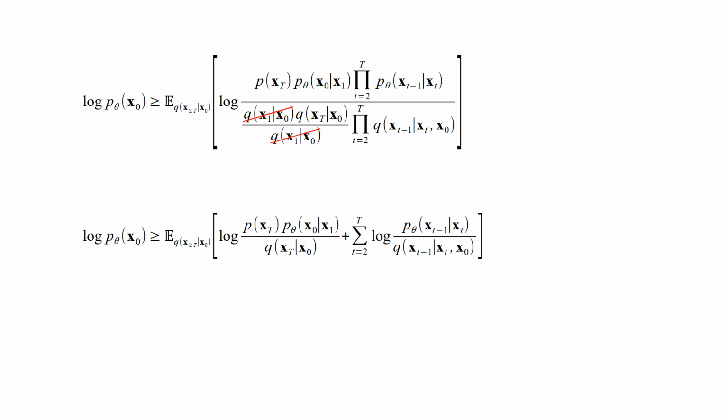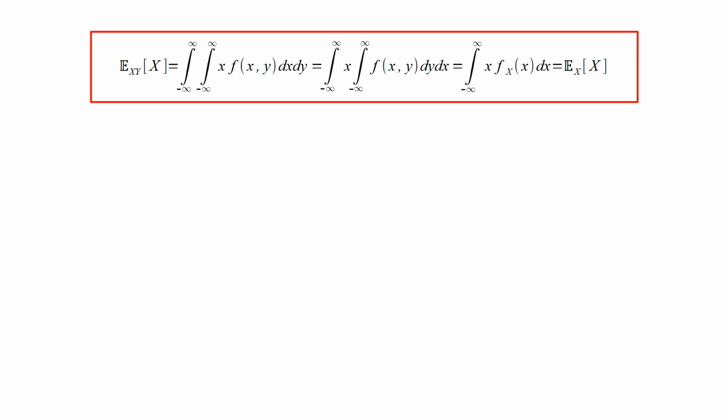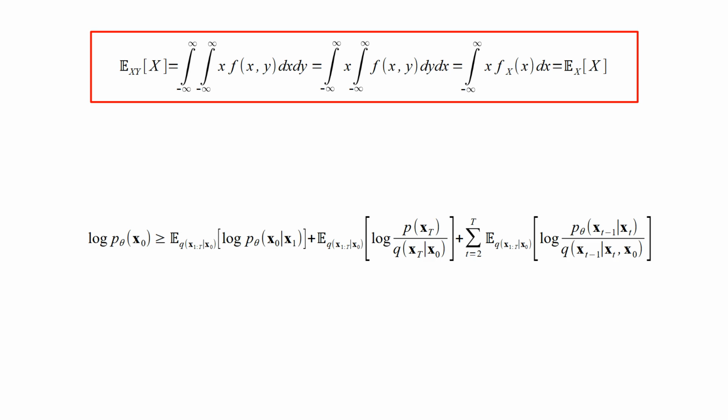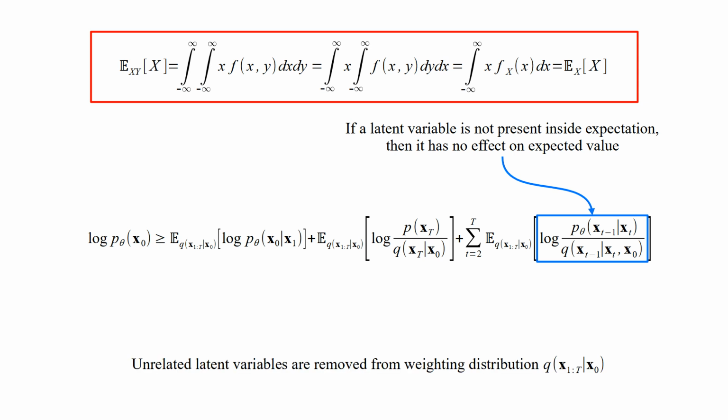Right-hand side can be written as a sum of expected values. As a side note, the expected value of x over joint distribution of x and y is equal to expected value of x over its marginal distribution. If a latent variable is not present inside expectation, then it has no effect on expected value. Unrelated latent variables are removed from weighting distribution.